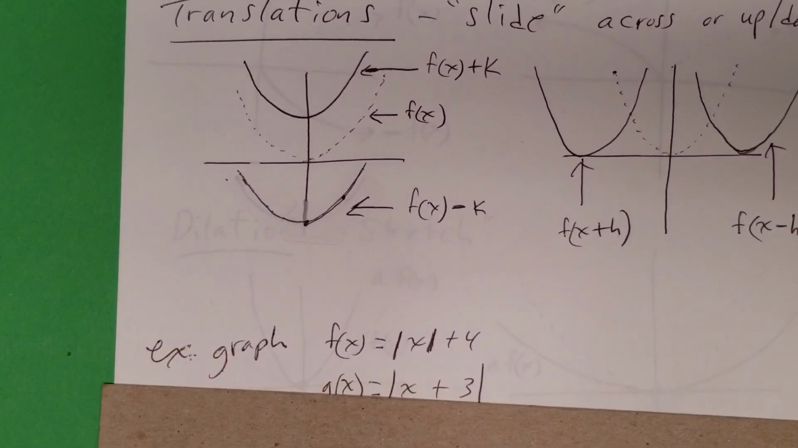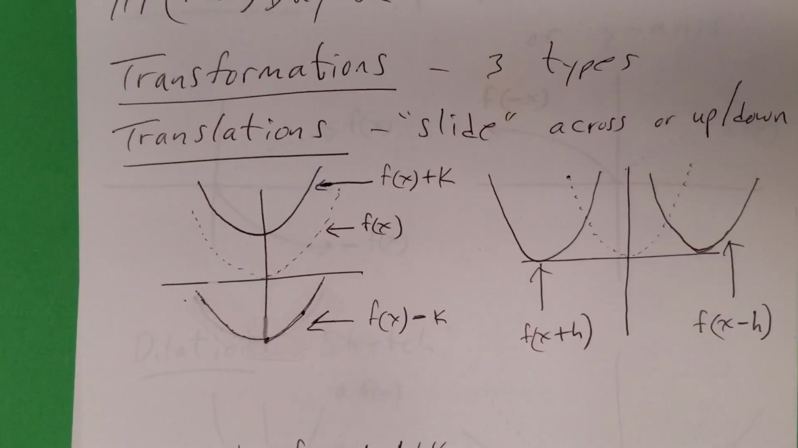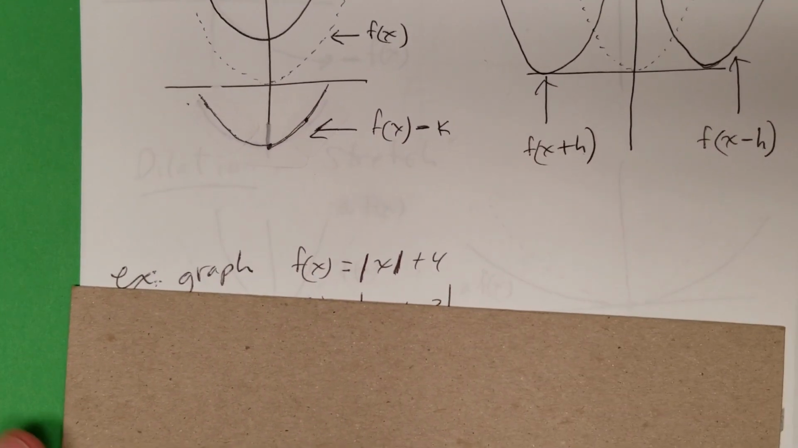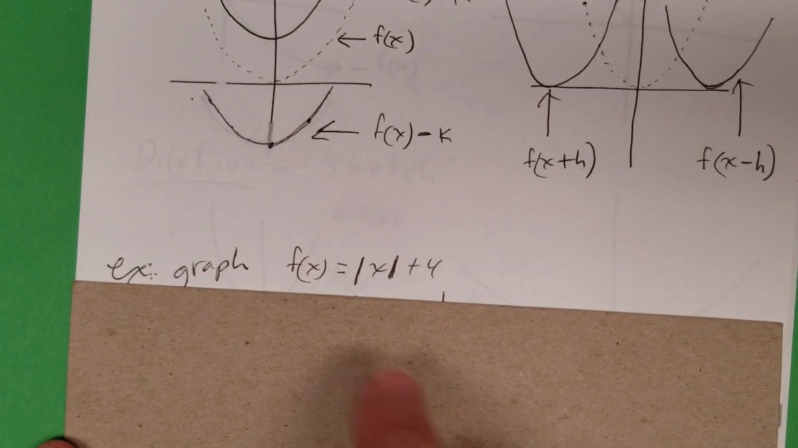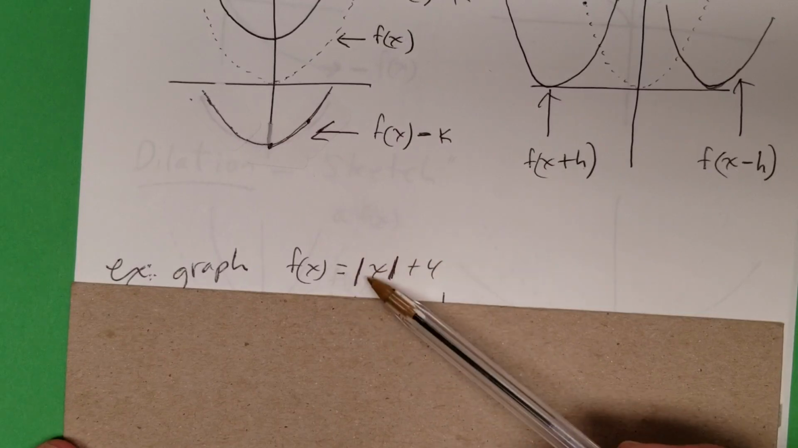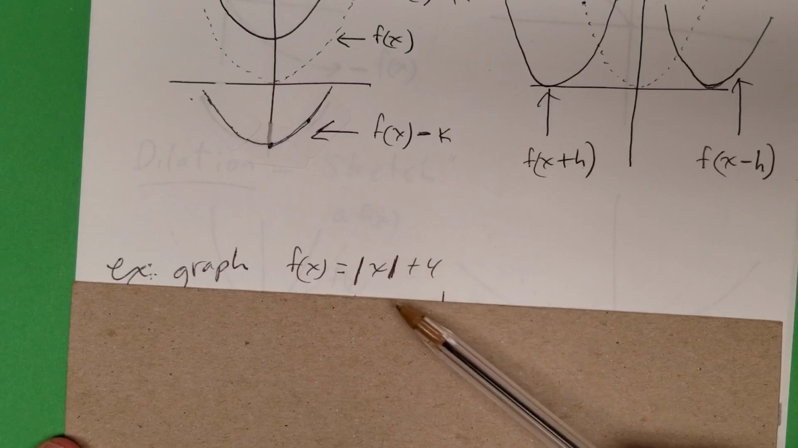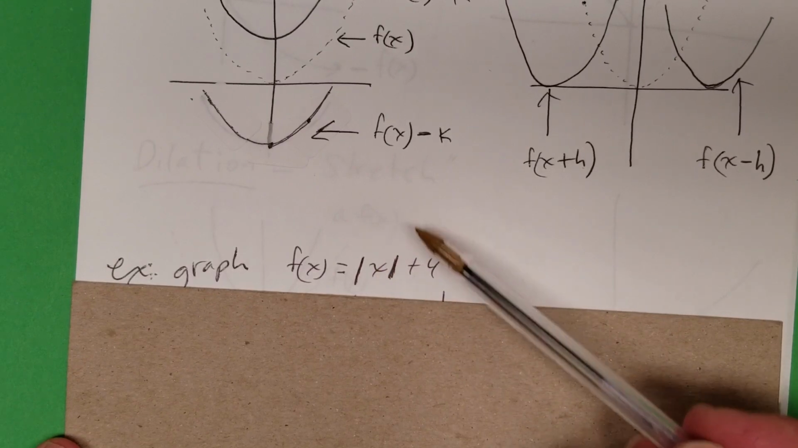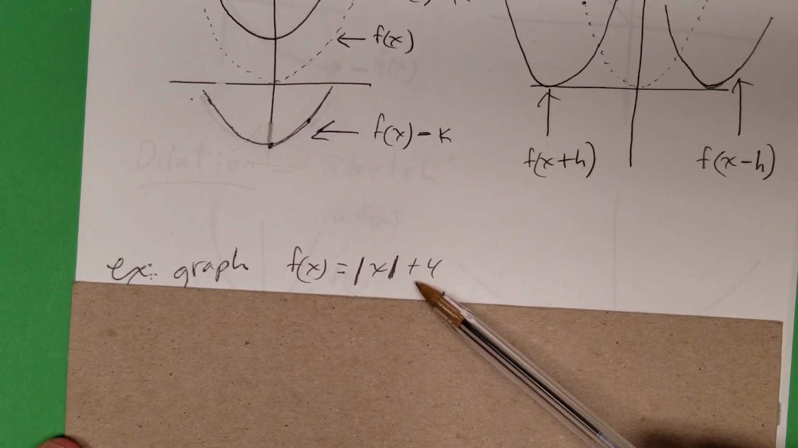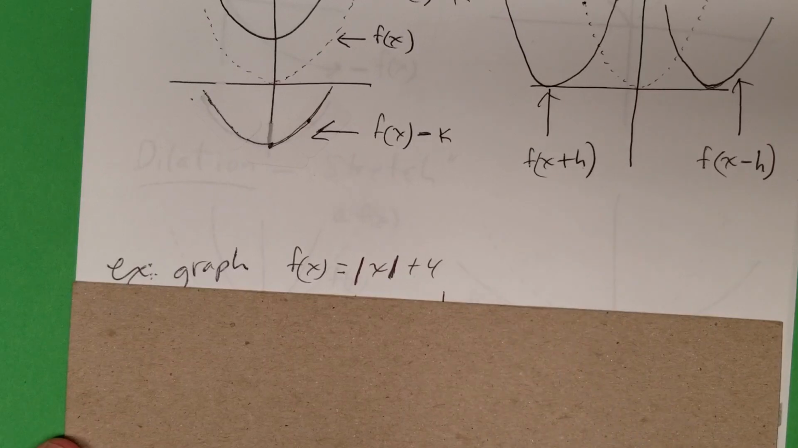Okay, here's an example. This function is f of x equals absolute value of x plus 4. You remember the parent graph of absolute value of x. That was the V shape. We still start with the V shape, but now we slide it plus 4. Would that be up, down, or left, right? That would be up, down, one of these situations.